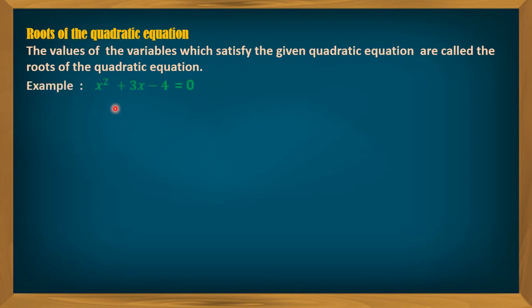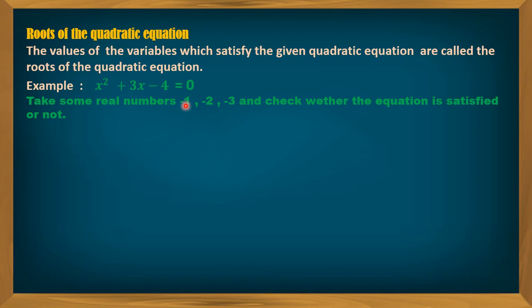So here let us consider an example, x square plus 3x minus 4 is equal to 0, and we want to find the roots of this equation. Let us try one by one. Consider the value of the variable as 1. In the left hand side we put x is 1, so we get 1 plus 3 minus 4, which is 4 minus 4, becoming 0. That means the left hand side and right hand side are equal.